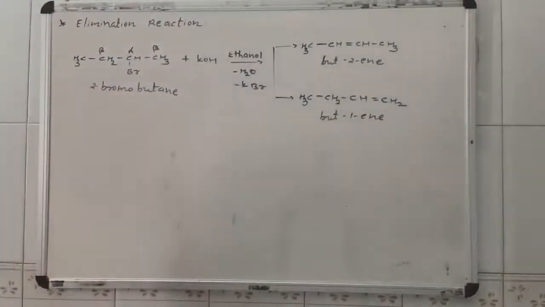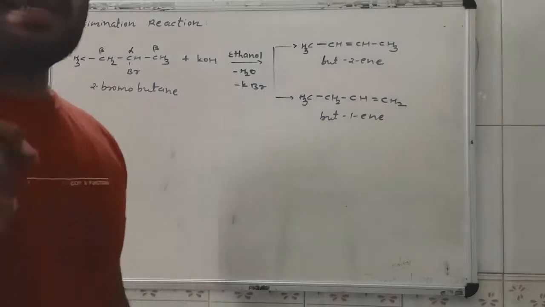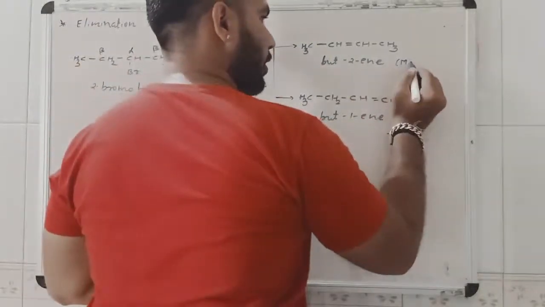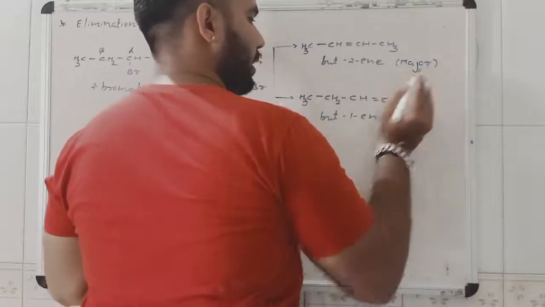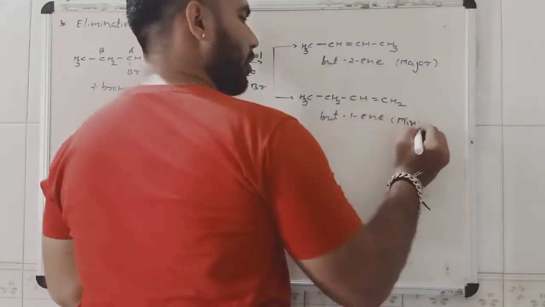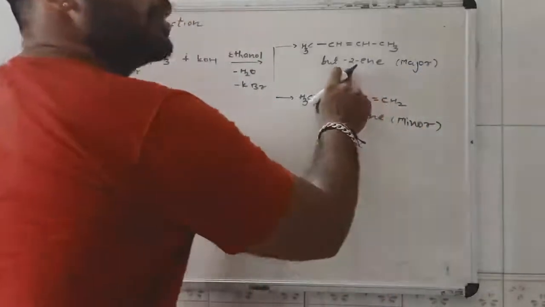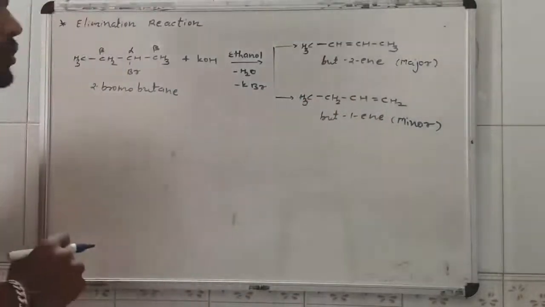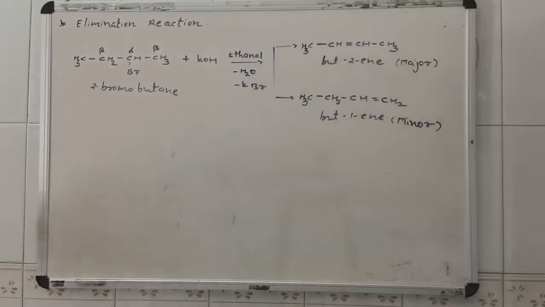But-1-ene of that. Is there any query? Clear? But now we should define which one of that is more in amount and which one of that is less in amount. Okay, so that is your major product and that is the minor product. It means it is higher in proportion and it is lower in proportion. Okay, so how did we get that?